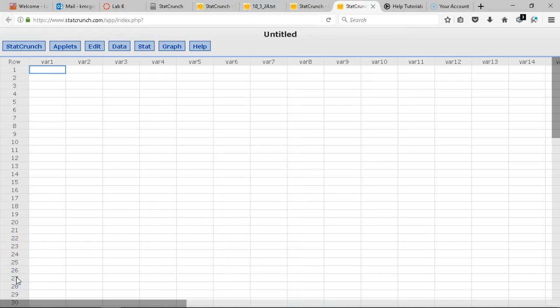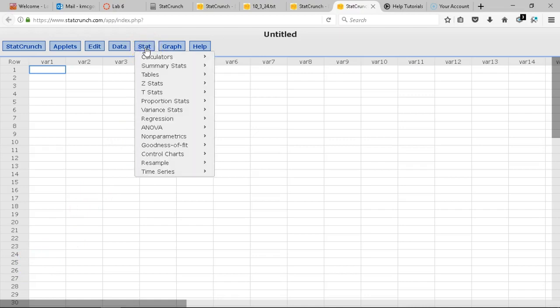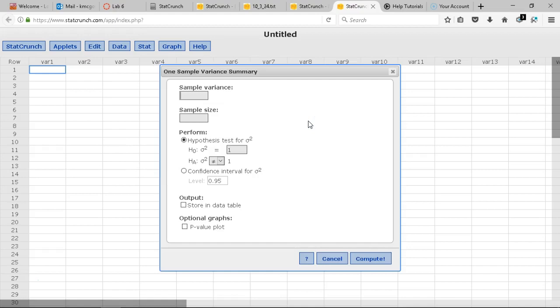In this particular problem, the third problem, we are going to 10.4 and we're working with number 10. This would be a hypothesis test for standard deviation, and as we mentioned in Lab 5, variance stats would be used for either variance or standard deviation. In this case, we use variance stats, one sample, and we have summary data this time, so we'll click Summary.